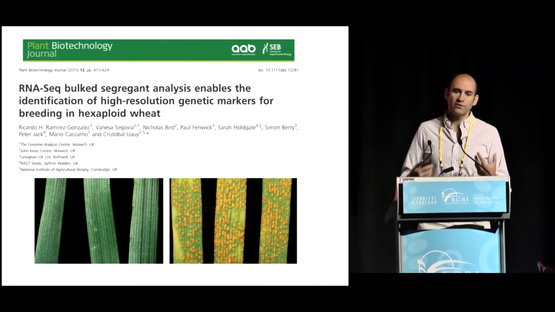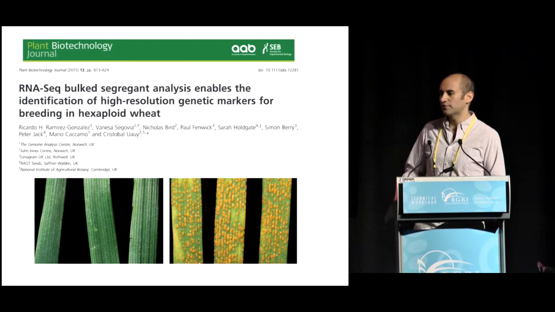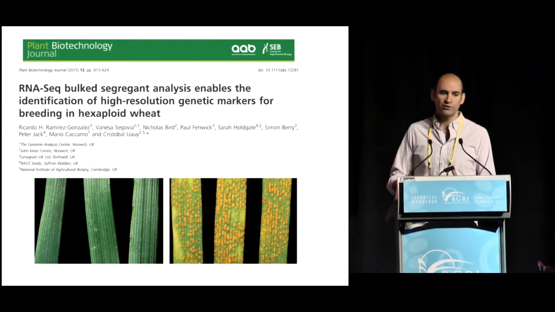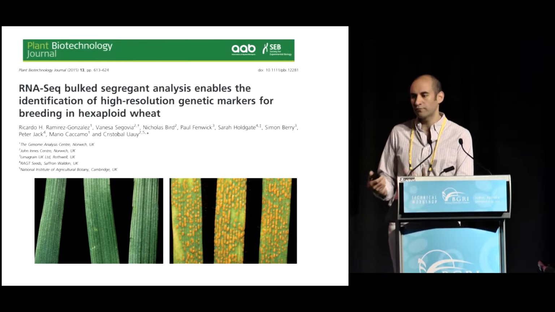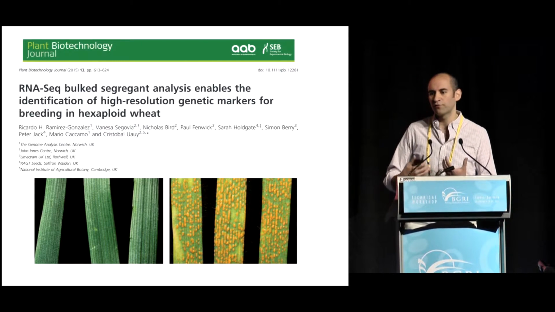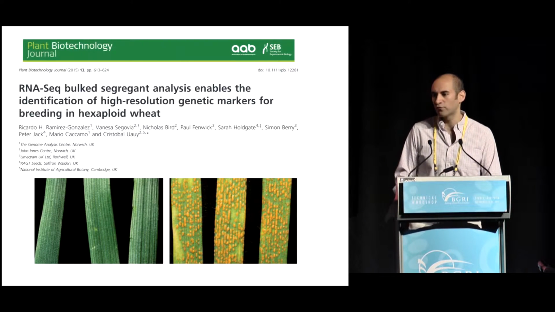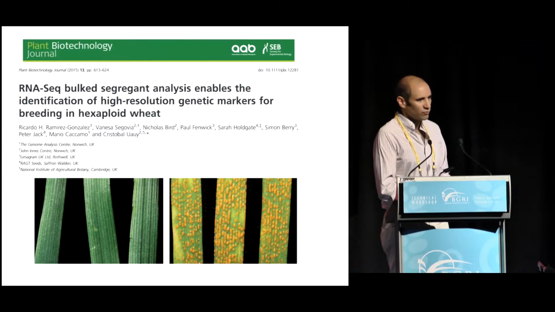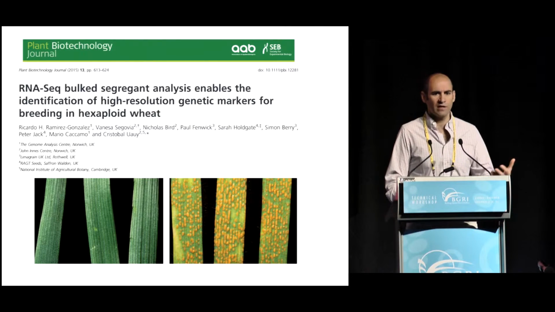So we're generating those as single-seed descents. They're right now at single-seed descent 4 or 5. Those populations, whenever they're ready, will be available for anyone to study as well. We're going to be looking at them for yellow rust specifically, but they're also available for leaf rust and stem rust.